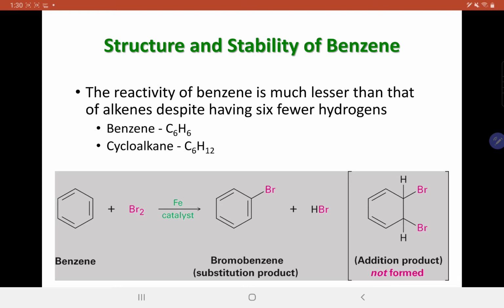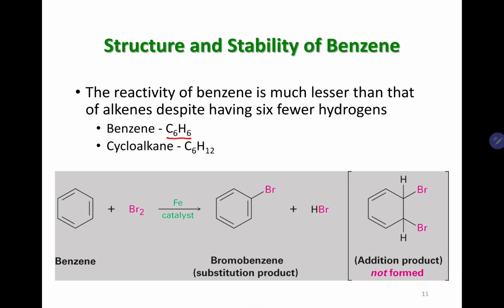So benzene has a chemical formula C6H6, and it is a cyclic compound. If you think about it, it kind of looks like cyclohexane, where you have a 6 carbon ring, and according to the formula, each carbon should also have a hydrogen. And of course, each carbon should also have 4 bonds.